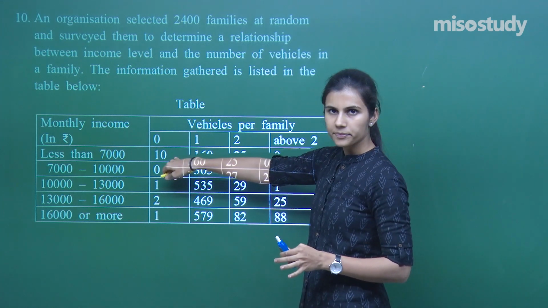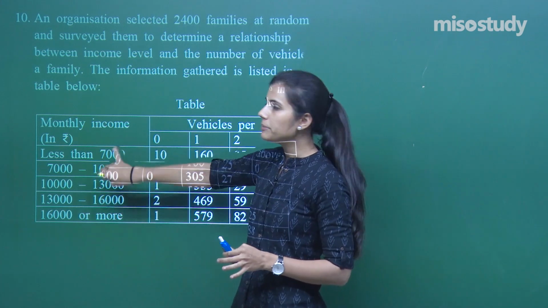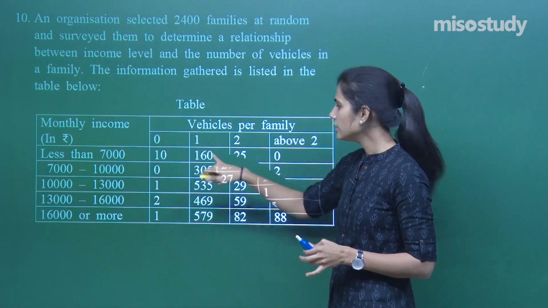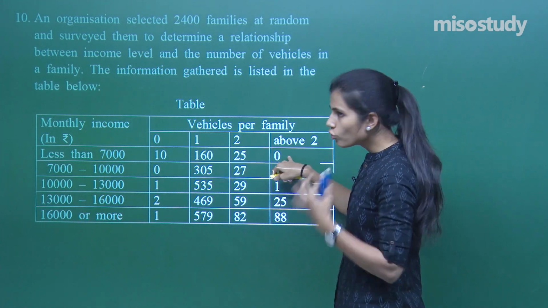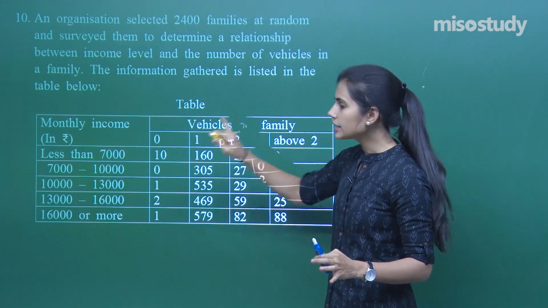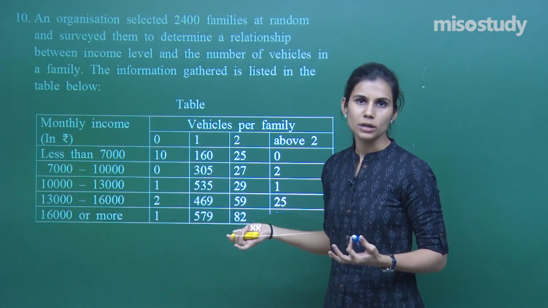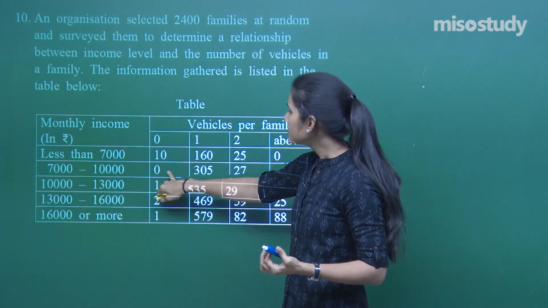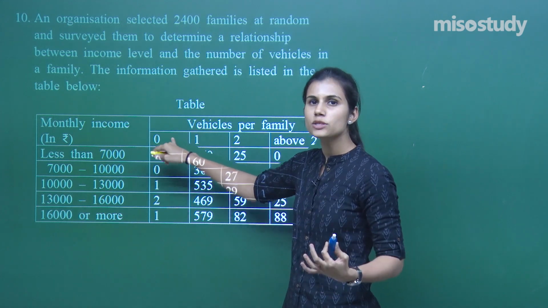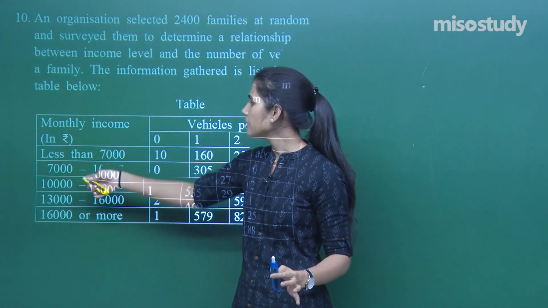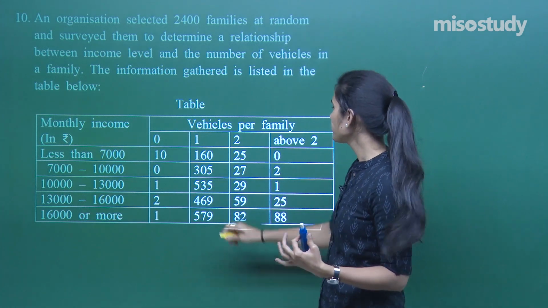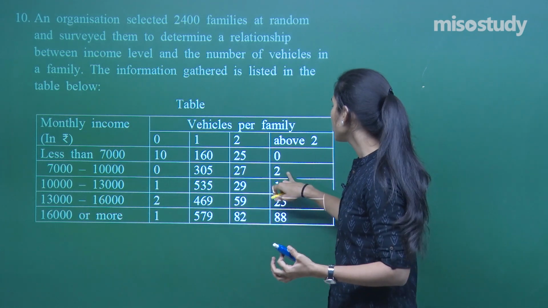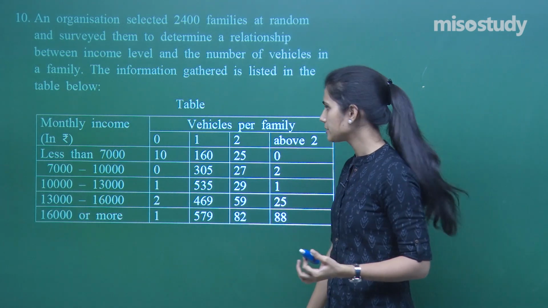10 families have 0 number of vehicles having income less than 7,000. Having income less than 7,000, 160 families are there which have 1 vehicle. 25 are there which have 2 vehicles, and there are no families having their income less than 7,000 and having above 2 number of vehicles. If the income is lying in this range from 7,000 to 10,000, then there are 0 number of families who have 0 vehicles. That means at least 1 vehicle every family has if its income is falling in this range between 7 to 10,000. 305 families have 1 vehicle, exactly 1. 27 have 2 vehicles, and there are only 2 families which have above 2 vehicles.